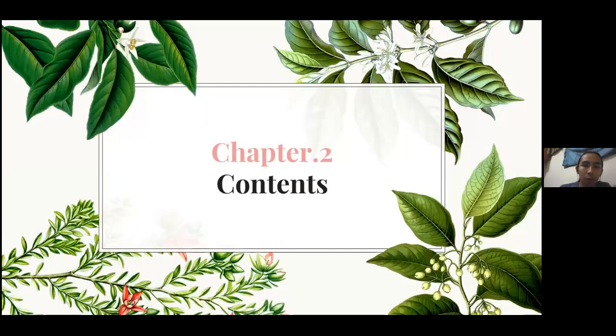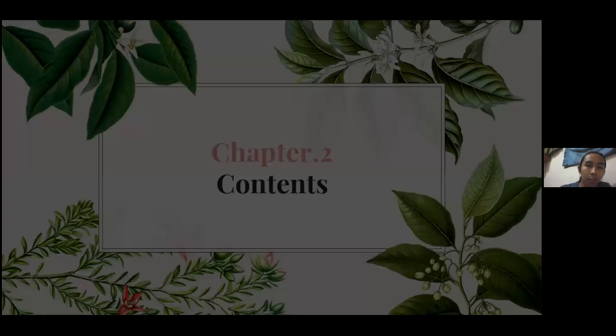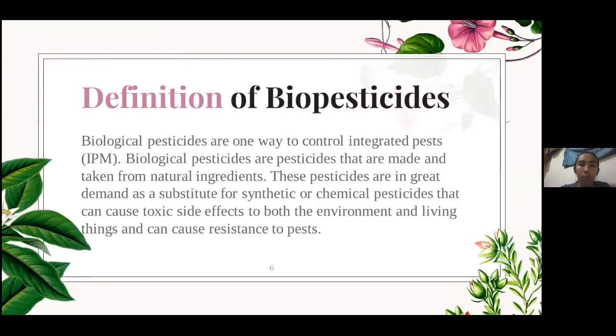And then chapter 2 is content. Definition of biopesticides. Biological pesticides are one way to control integrated pests or IPM. Biological pesticides are pesticides that are made and taken from natural ingredients. These pesticides are in great demand as a substitute for synthetic or chemical pesticide that can cause toxic side effects to both the environment and living things and can cause resistance to pests.